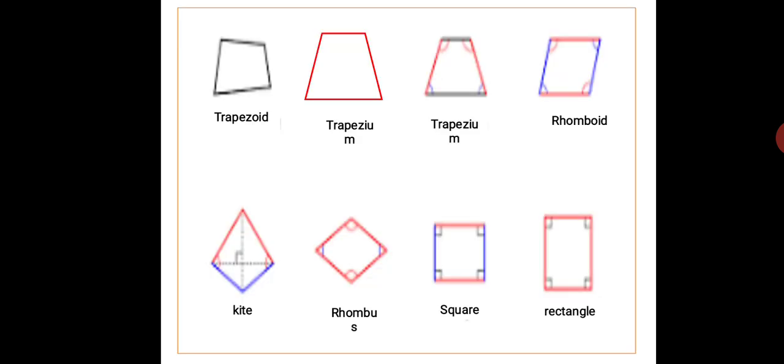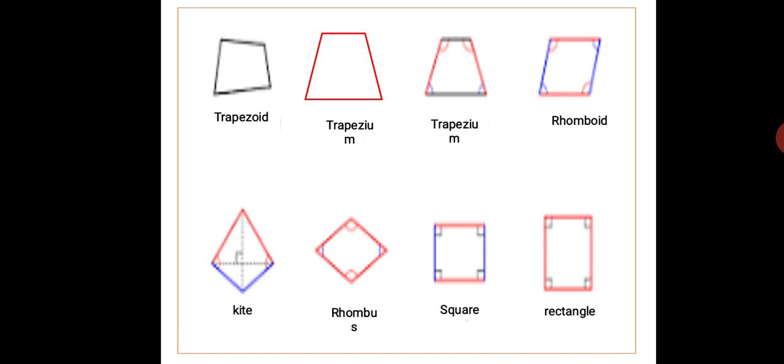Now here you have the drawings. You can see a trapezoid that all the 4 sides are unequal and they are not parallel. If you draw the 4 sides, they will meet at a point. That's the trapezoid. You can see the trapezium. The 2 sides are parallel. You can see your rhomboid. Rhomboid, you can see that the opposite sides are equal, but the angles are not right angle.